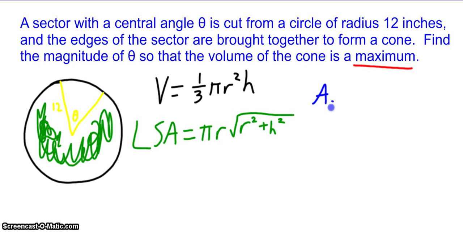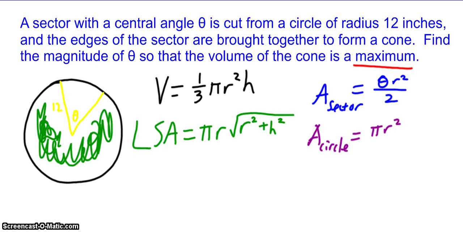Then we're also going to be using area of a sector. So area of a sector is theta r squared over 2. And then we should know the area of a circle being pi r squared. Now, one thing to point out, notice that we have different r's here. The r in my volume equation is not going to be the same r in my area of a sector or area of a circle equation. So I have to be careful with that.